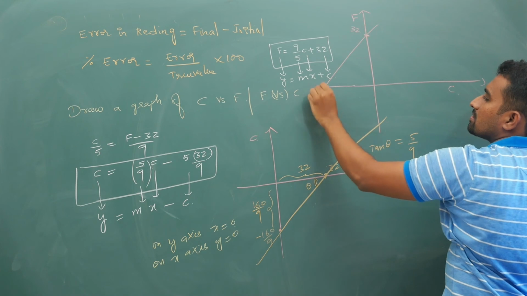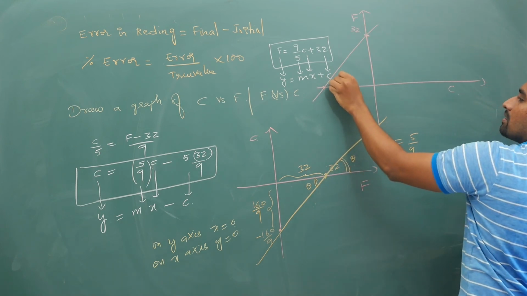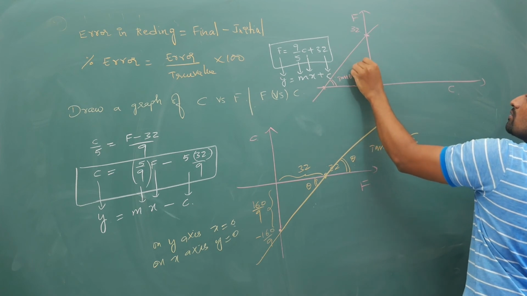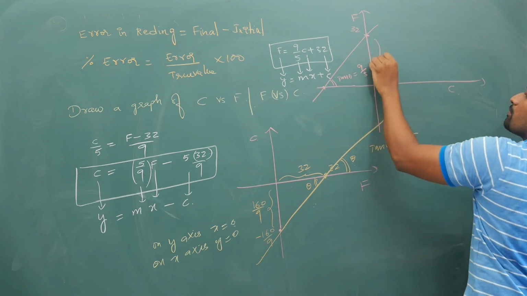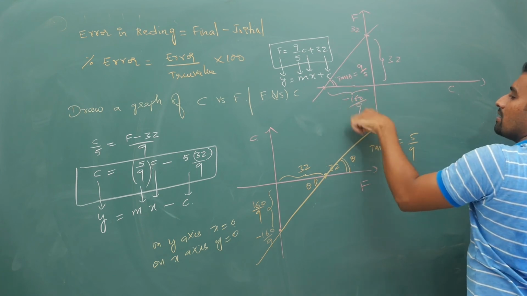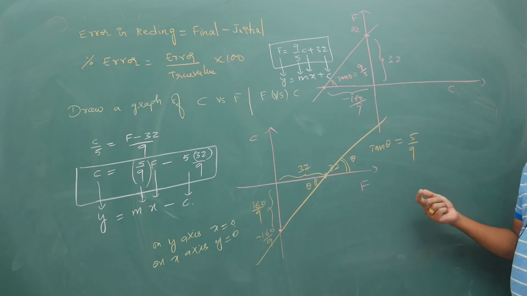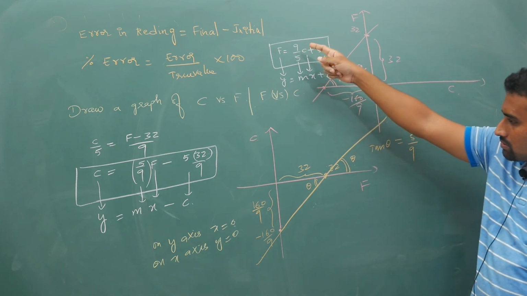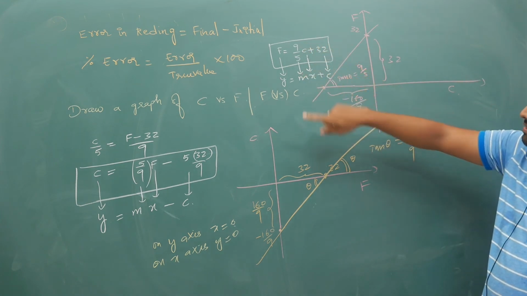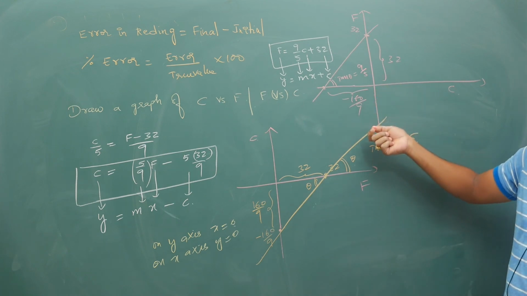So it will be a line like this, with positive slope. Even here, your tan theta is equal to 9 by 5. This part is 32. This part is minus 160 by 9. So check it, here also the slope is positive. So you will get 9c by 5 plus 32. Nothing will change. So you will have a graph like this.